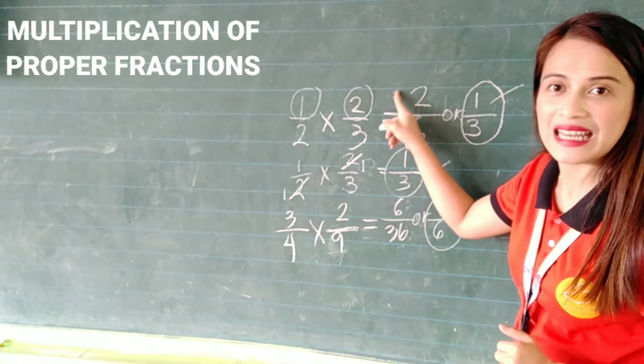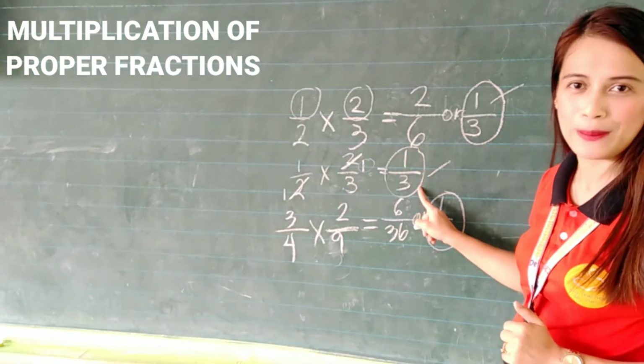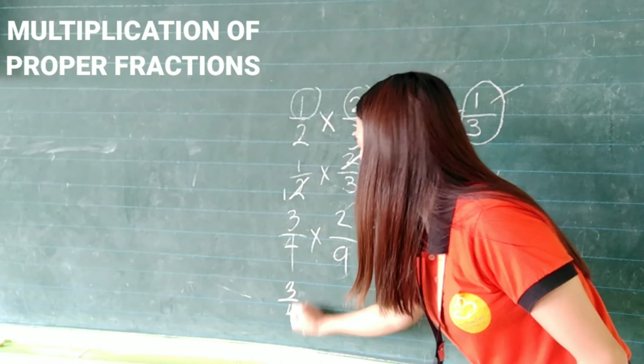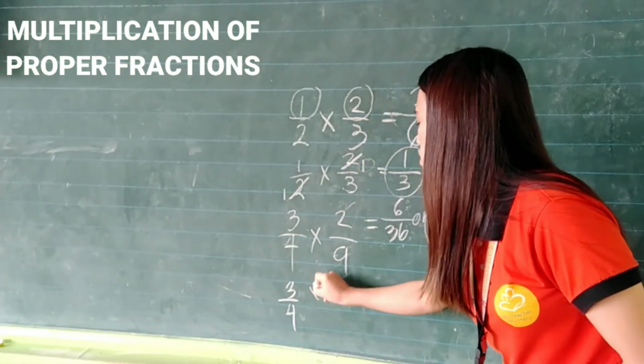Pero wala na tayong agi na number. Diretso na to sa simplest form. So, let's have another example. This one. So, kopyahan natin si 3 over 4 times 2 over 9.